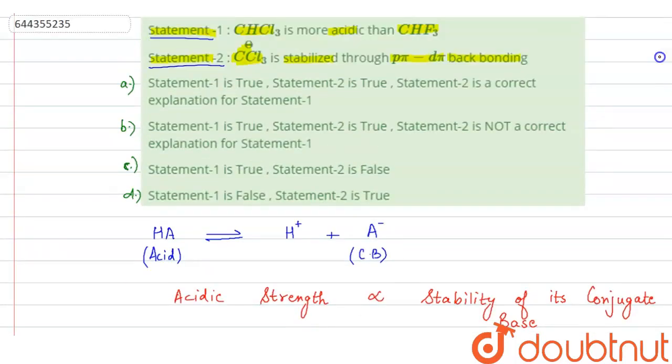So statement 1, CHCl3 is more acidic than CHF3, is true. Now in statement 2 it is given that CCl3 negative is stabilized by p pi d pi back bonding. This is also true and it explains statement 1. So here the correct option will be statement 1 is true, statement 2 is true, statement 2 is a correct explanation for statement 1. So option A is the answer.